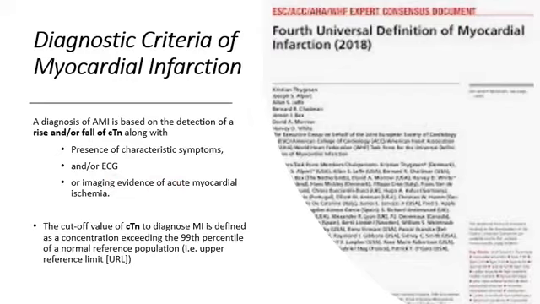When we say a rise in the cardiac troponin, this rise should be above the reference range, or more than what is called the 99th percentile.